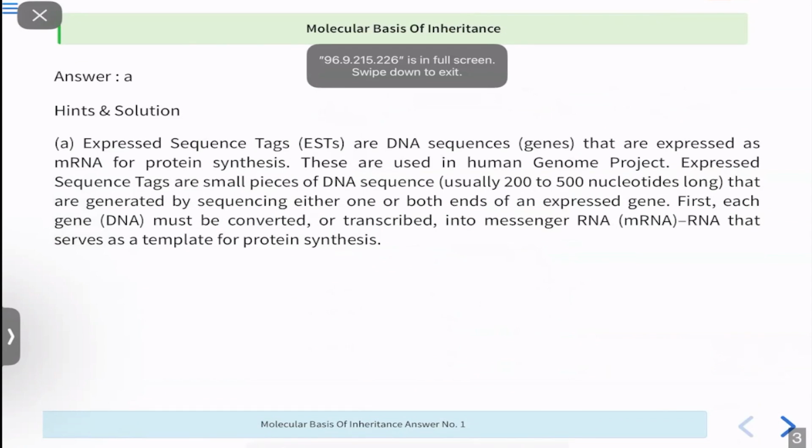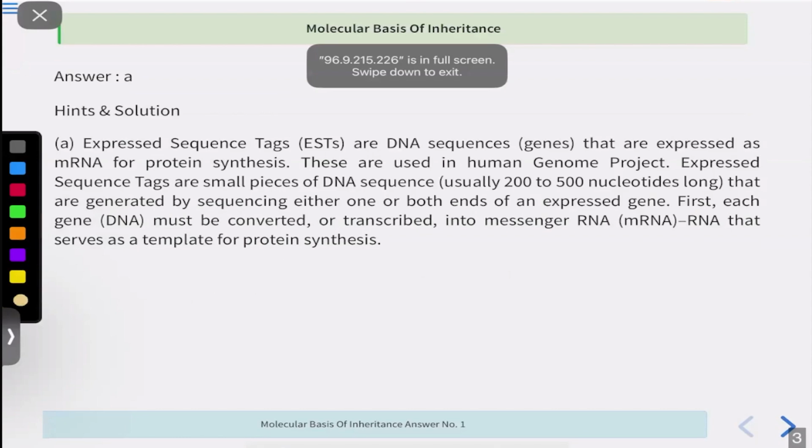So expressed sequence tags are DNA sequences or genes that are expressed as mRNA for protein synthesis. They are used in the Genome Project. Expressed sequence tags are small pieces of DNA sequence, usually 200 to 500 nucleotides long, that are generated by sequencing either one or both ends of the expressed gene.